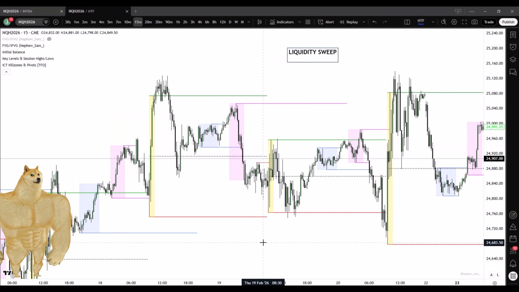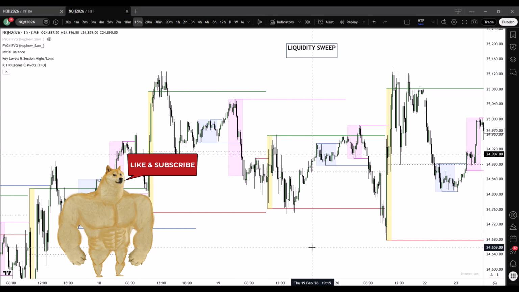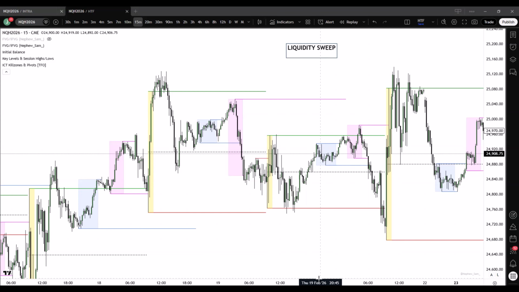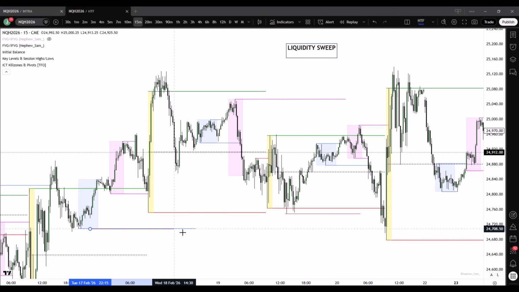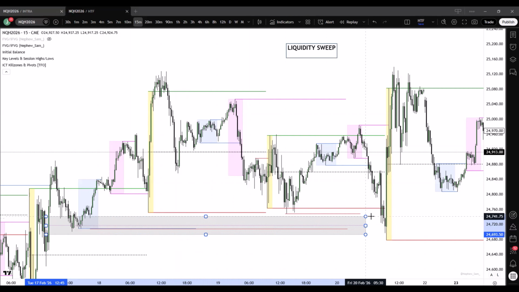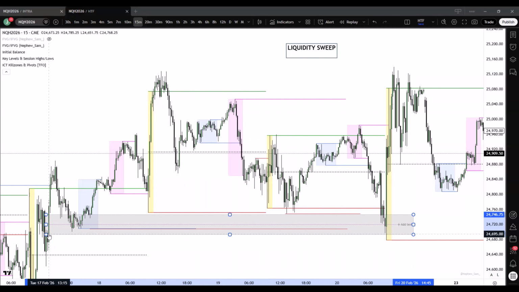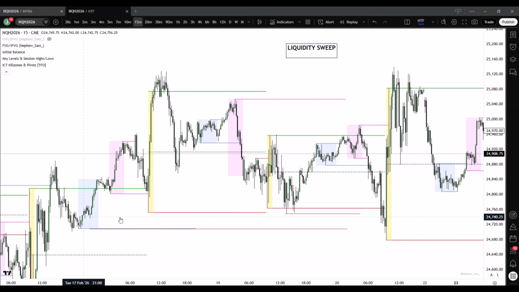If you come down here, we've got multiple areas that price sweeps. We have this low right here, and this low right here. Two easy lows that we take out, sweeping liquidity, and to boot, we deliver from a previous 15-minute fair value gap. So that's the first thing that we look for. We have a liquidity sweep.